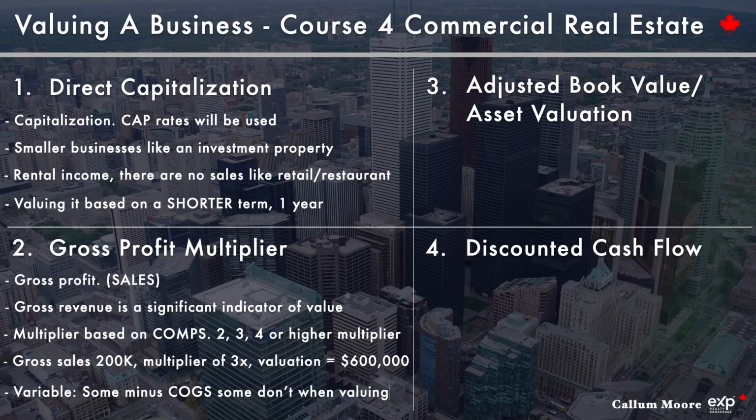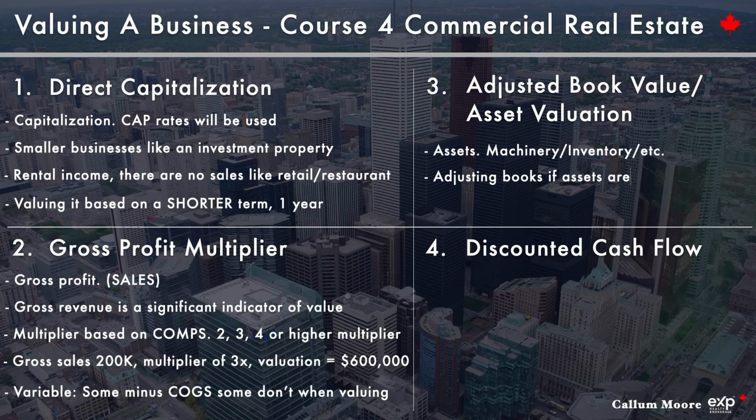Third, adjusted book value and asset valuation. Again, think assets just like the name, like machinery or inventory. Think the book may have to be adjusted if these assets are more or less valuable, and think you will still have to do your due diligence to find out the market value of these assets out there. You'll still need to see comparables to come up with these possible adjustments.